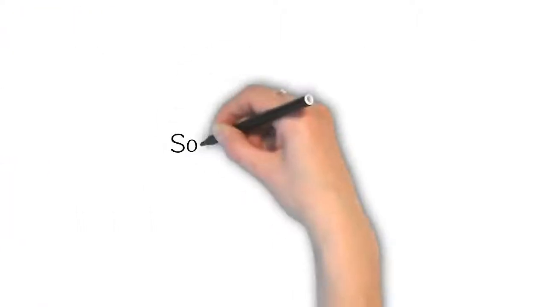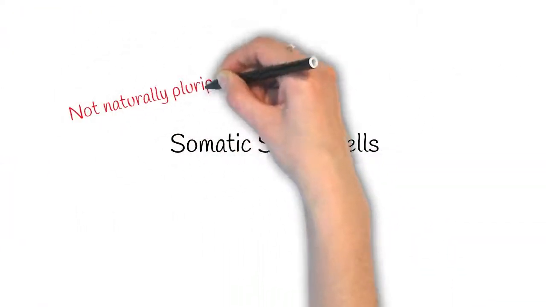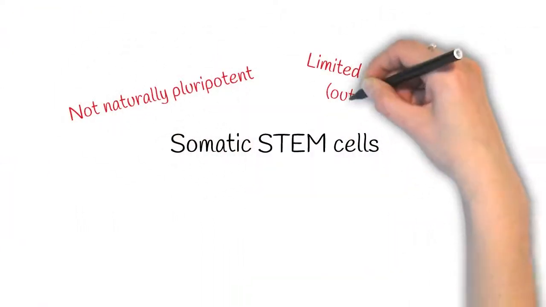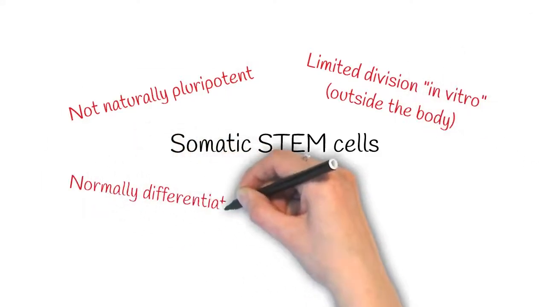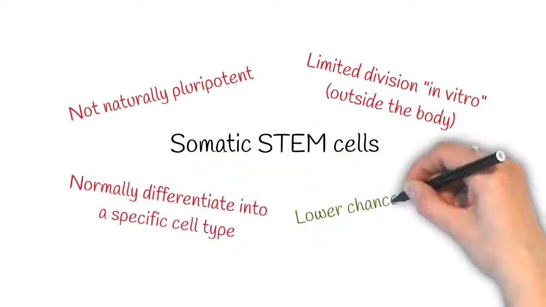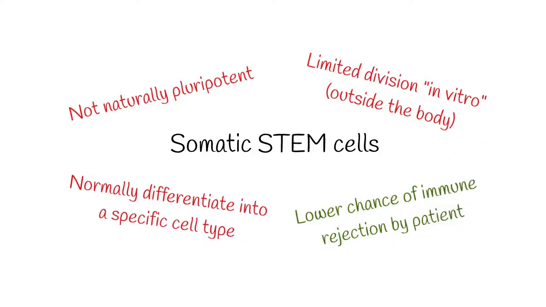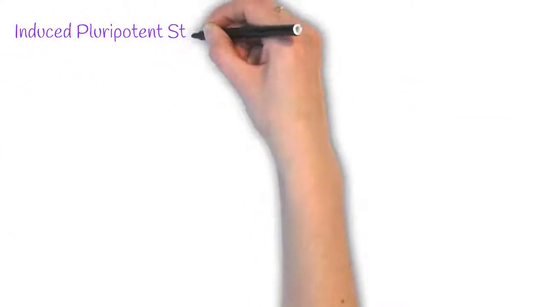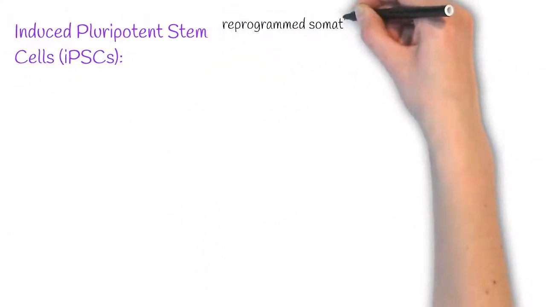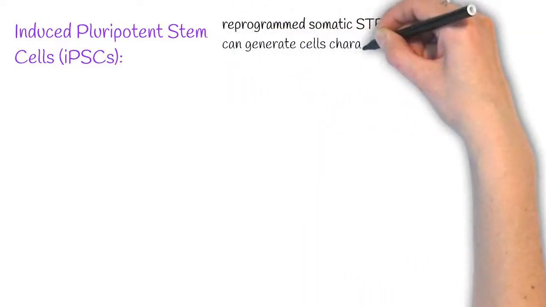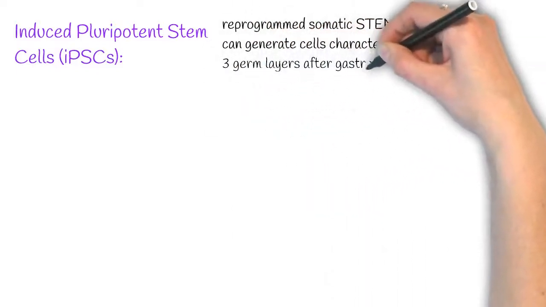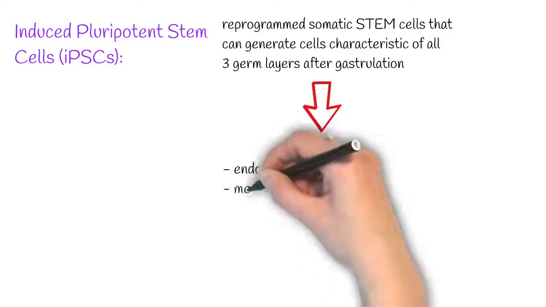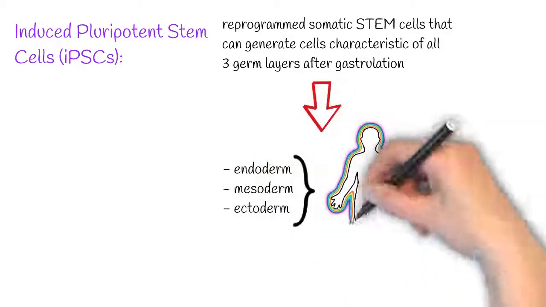We all have somatic stem cells, but they are not naturally pluripotent, have limited division in vitro, and normally differentiate into specific cell types. There is, however, a lower chance of immune rejection when using a patient's own cells. To reduce somatic stem cell drawbacks, scientists have experimented with induced pluripotent stem cells, or iPSCs, which are reprogrammed to become pluripotent and generate the three germ layers. Together, the endoderm, mesoderm, and ectoderm create an entire human being.